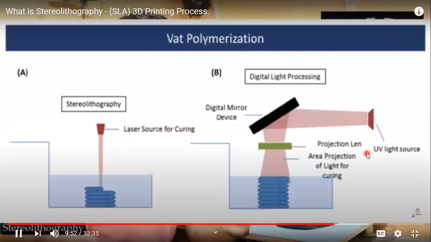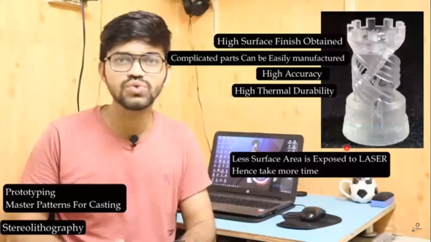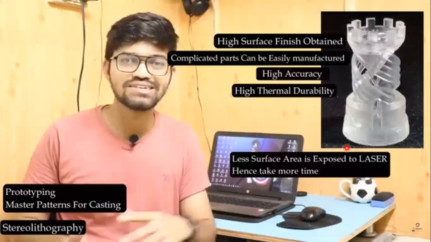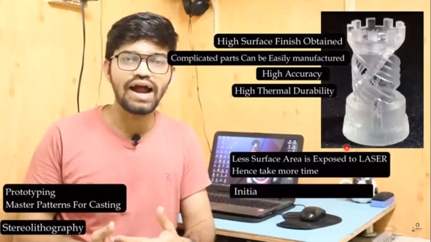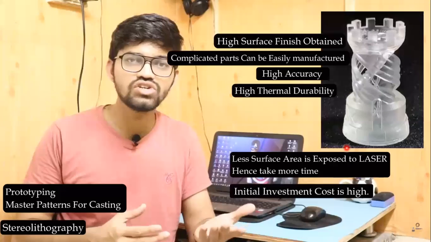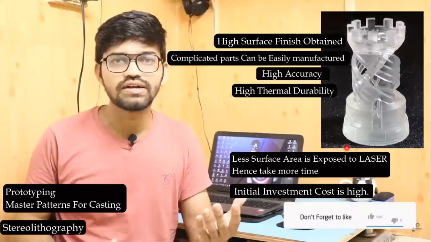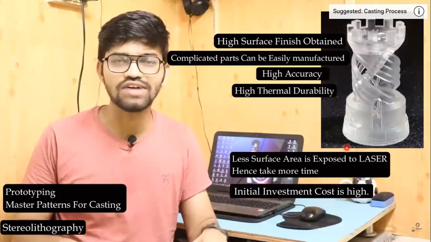So the majority of the surface area gets exposed to the light bulb and it hardens easily. But over here, the laser is used, so this is the reason the process is very slow as compared to DLP. Also, the initial investment cost depends upon the model and the size of the object, so it will depend on the type of machine you are using. Let's say it is on the higher side as of now.